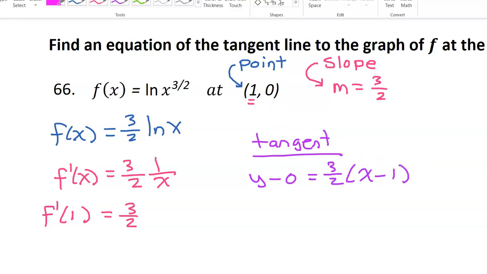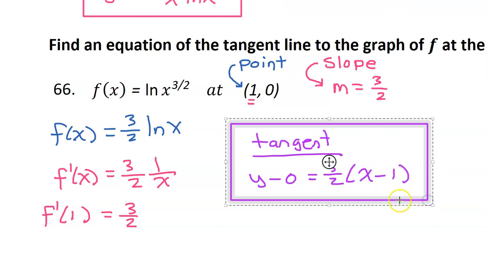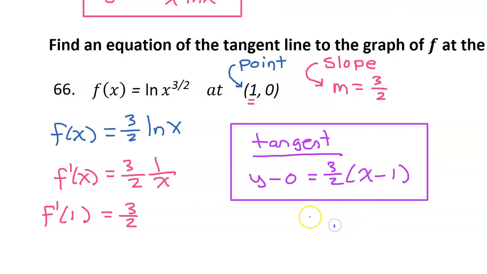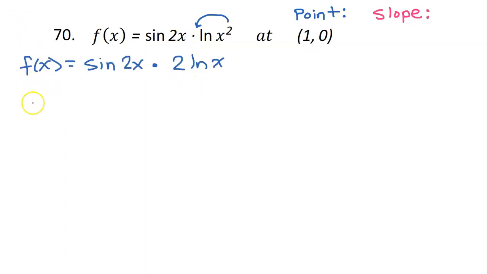So there you go. This is the equation of the tangent line. Let's do the same thing again for number 70. We need to find the equation of the tangent line at the point 1 comma 0. Before we take the derivative of f of x, let's definitely use our logarithm rules and put this little exponent in the front. So we have this.